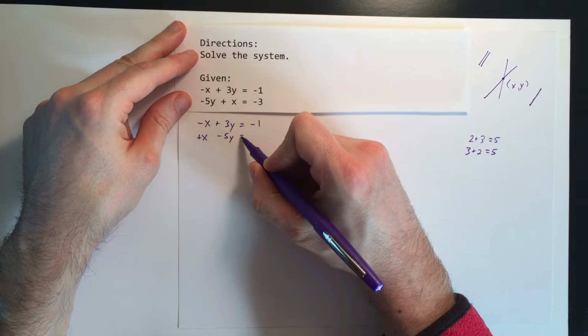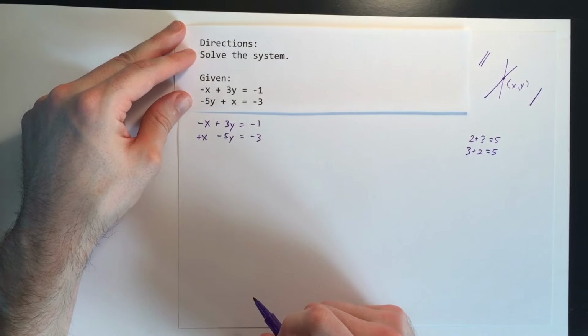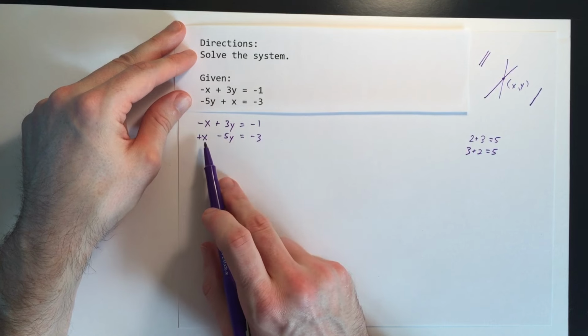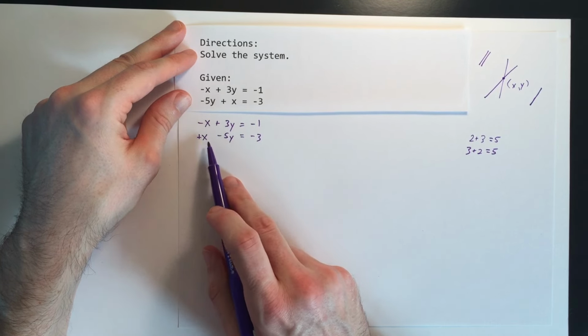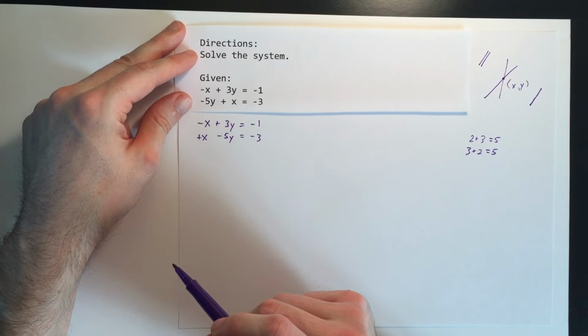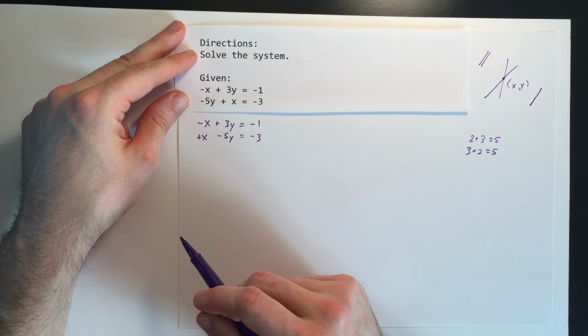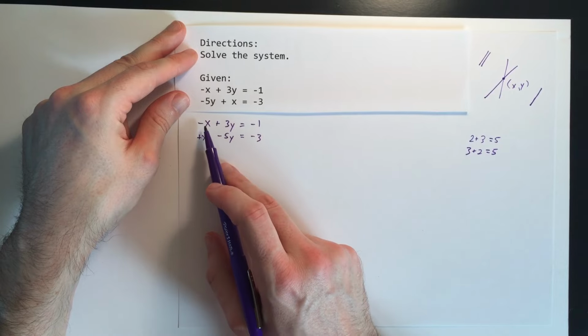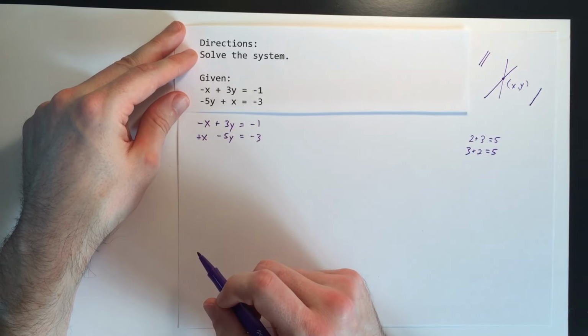Okay, so equals negative 3. Okay, now they're nice and lined up. And hey, look, what we have here is a negative x and a positive x. Those are exact opposites of each other. And that's fantastic for combination, because the goal, when you add the two equations together, is to get a 0 when you add the x's or the y's together.